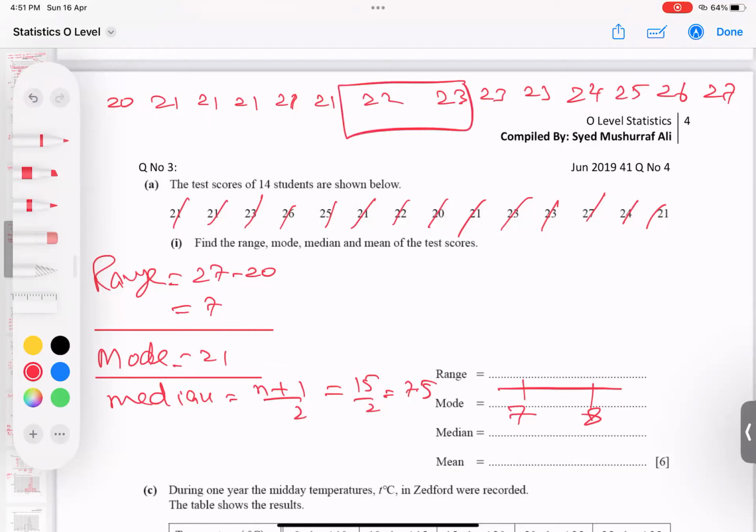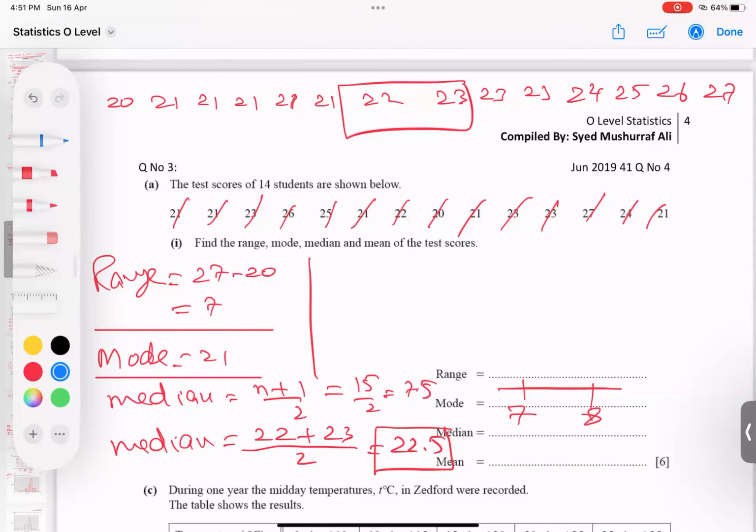I hope it is clear. So what is the median, students? The median is not 7.5. So 22 plus 23 divided by 2, I got 22.5. This is my final answer, and I believe now you understood it well. Alhamdulillah Rabbil Alameen. Now I'm finding the mean, and the formula is basically what?